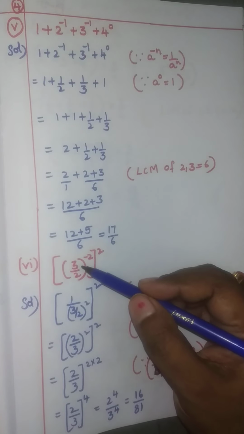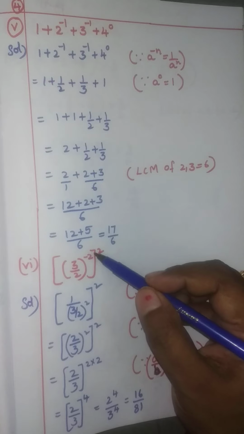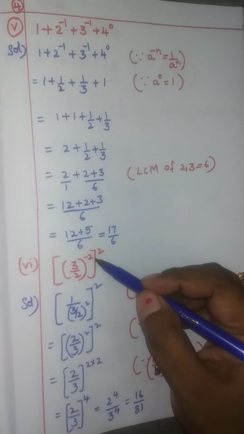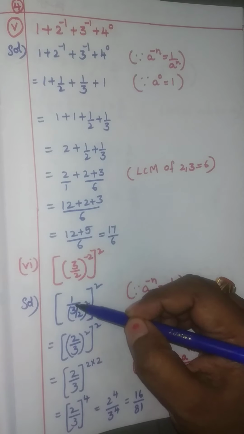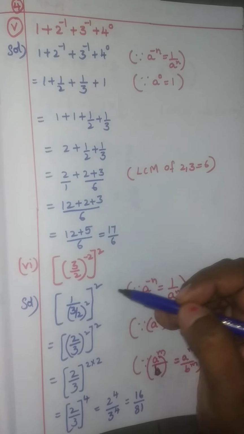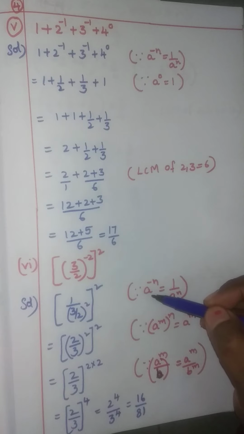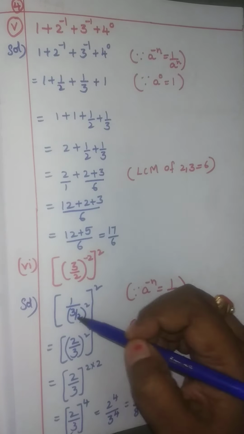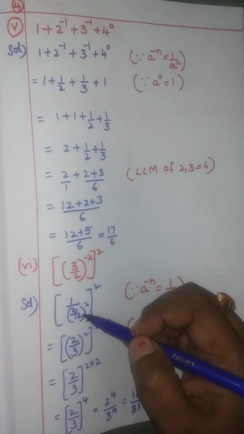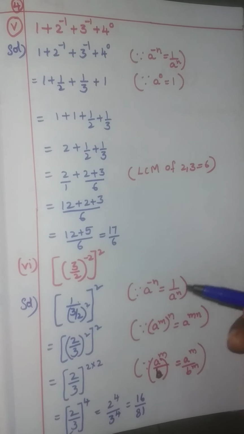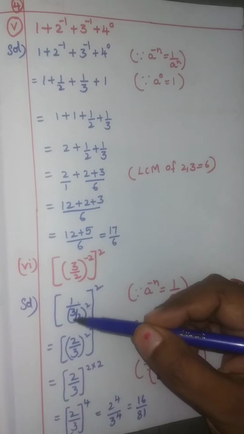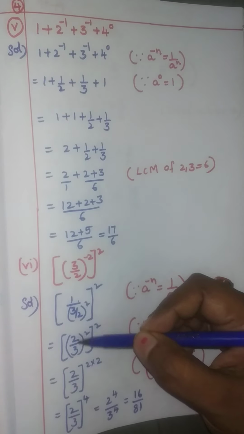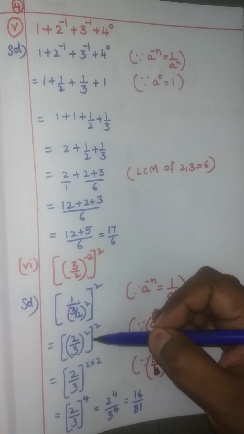Let us see the sixth problem: 3 by 2 whole power of minus 2, to the whole power of 2. See, negative power is there, so the total number goes to the denominator: 1 by 3 by 2 whole power of 2, by using the formula a power of minus n equals 1 by a power of n. And this number changes to its reciprocal: 3 by 2 changes to 2 by 3 whole power of 2.